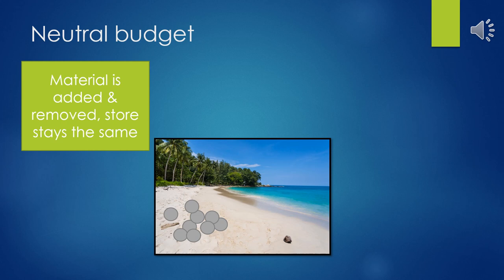So if a positive budget gets bigger, a negative budget gets smaller, a neutral budget stays exactly the same. So each wave will add material, but then the same wave will take away the same amount of material, and the beach size or the store size stays exactly the same. Nice and straightforward, in a nice equilibrium, not much change, not much is going to happen here. So neutral budget, the inputs equal the outputs. Good times.